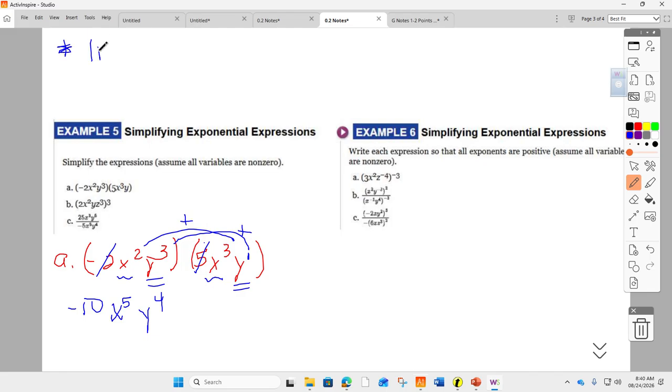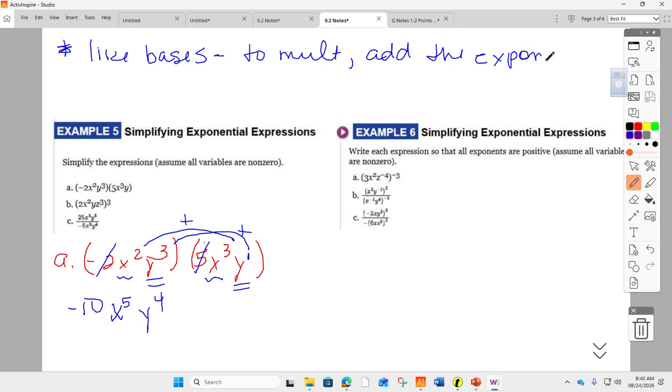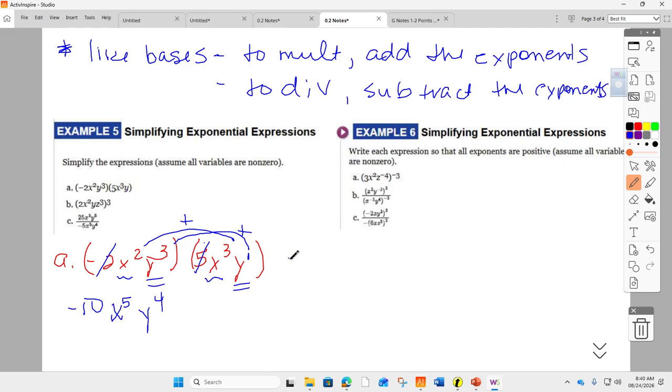So when we're talking about like bases, to multiply, we add the exponent. While we're at it, to divide, we subtract the exponent. So for A, that simplifies to -10 times x to the 5th power times y to the 4th power.